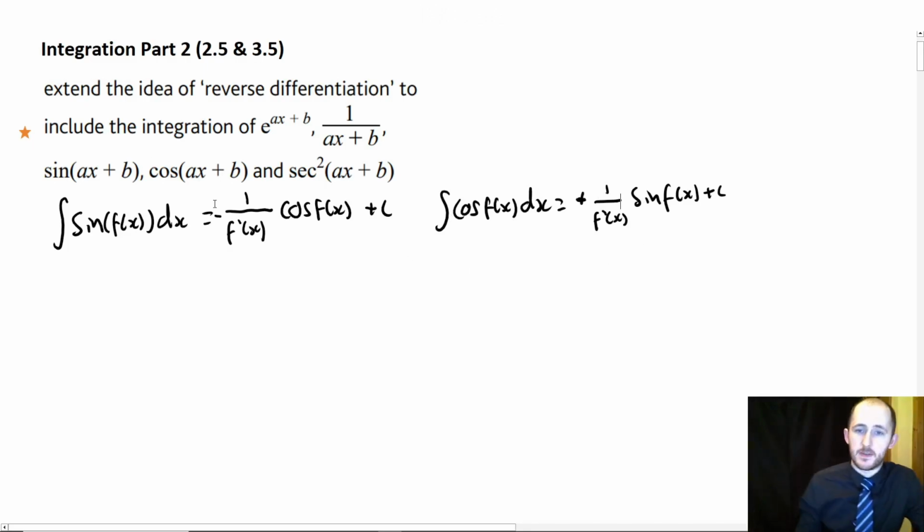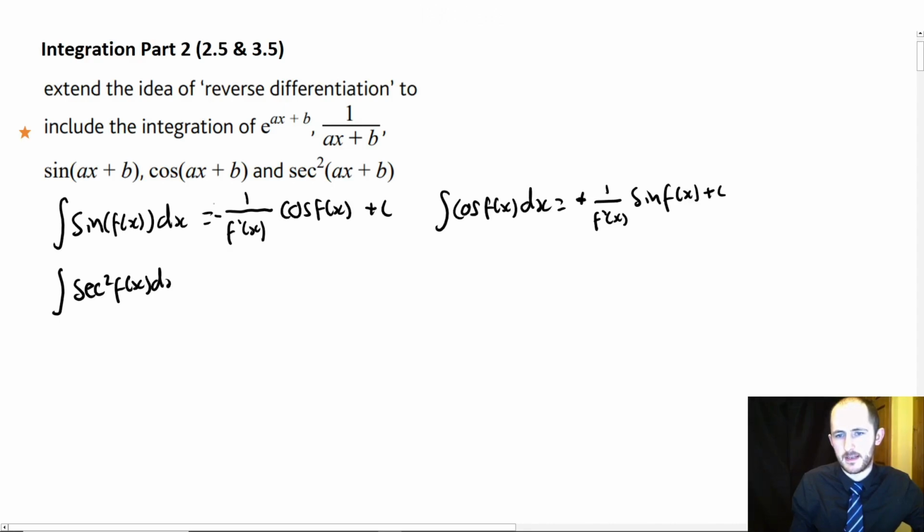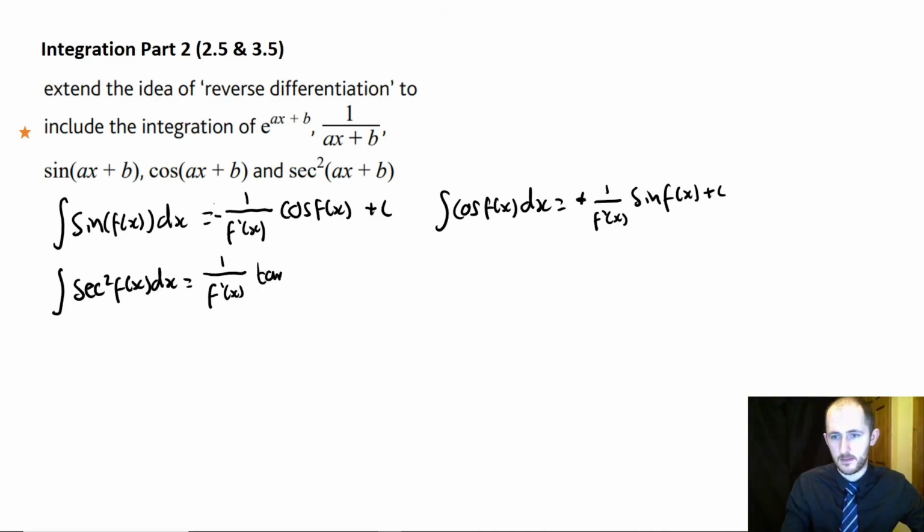The next one we're going to be doing is sec squared. And again, some of these results are a bit tricky, but once you practice using them, they're not too bad. So if we have sec squared f of x dx, then that is going to be 1 over the differential of whatever that function is, times tan f of x, plus c.